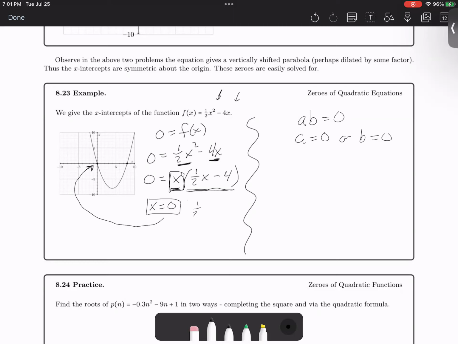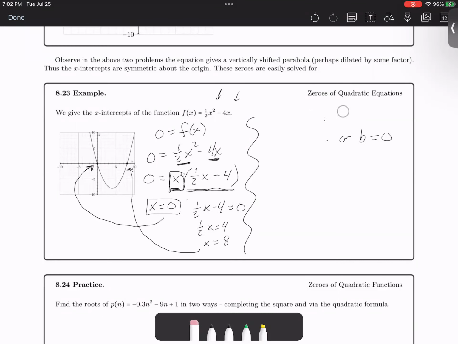or the 1/2 x minus 4 factor is 0, which needs to be rearranged a little bit to figure out what x has to be. Let's move the 4 to the other side and divide both sides by 1/2, or multiply both sides by 2. That gives you your second 0. So not too hard to solve for with some algebra.